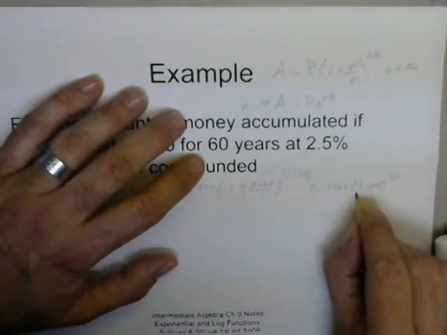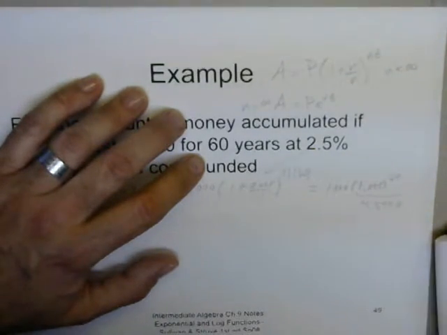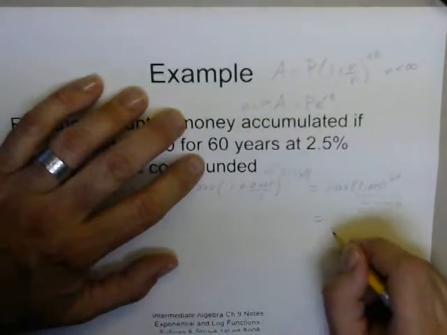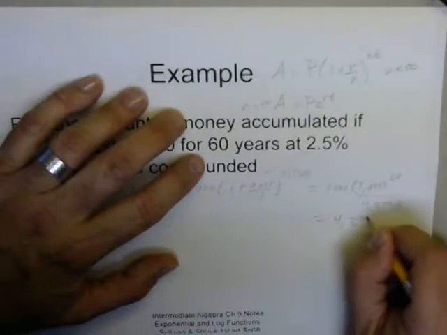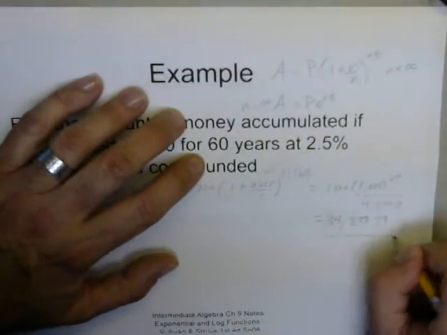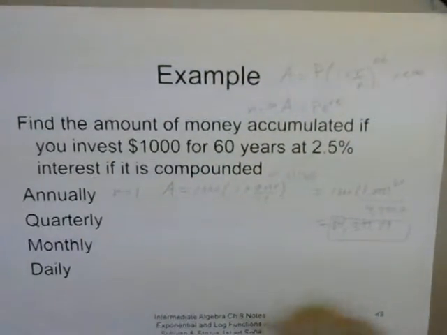That gives you about 4.3997, something like that. And then just take that times 1,000, which is just going to move the decimal over 3 places. So that'll give you about $4,399.79 if you round to the nearest penny, right? So you just stick $1,000 in the bank 60 years later, right?